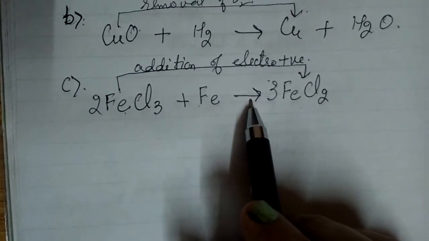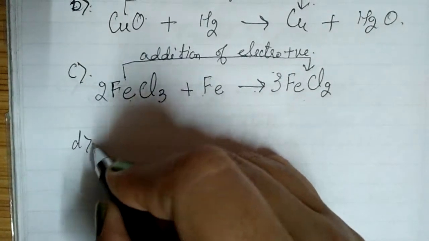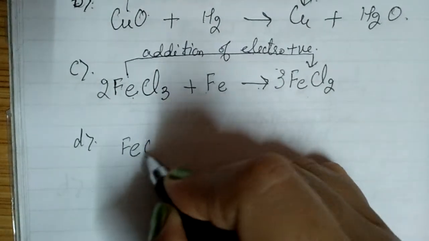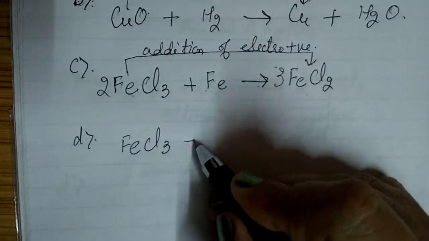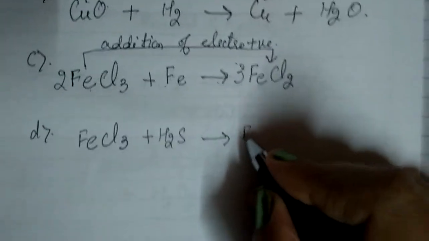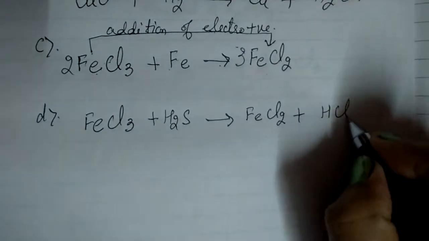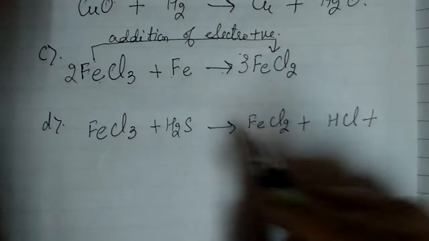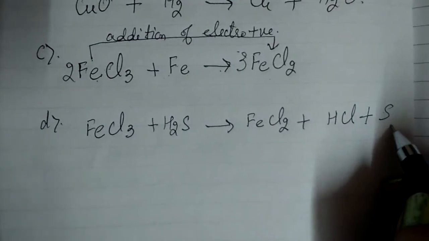Let us move to the 4th one factor, where we say that the removal of the electronegative radical takes place. Okay, condition, let us have again the same compound, that is the ferric chloride, FeCl3, okay, this reacts with the hydrogen sulfide to form ferrous chloride, that is FeCl2, and another compound obtained over here is hydrochloric acid plus this sulfur is being separated out in the form of the gas over there.